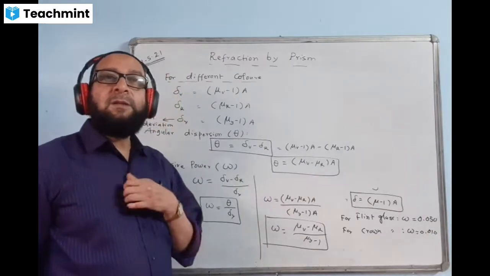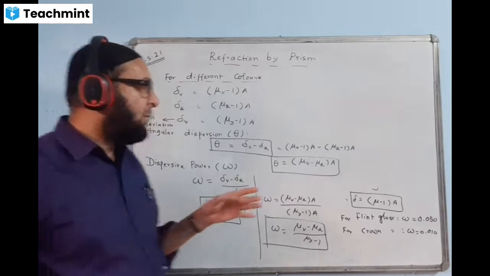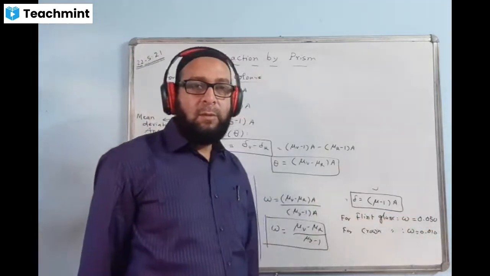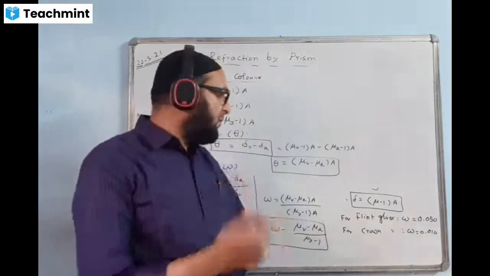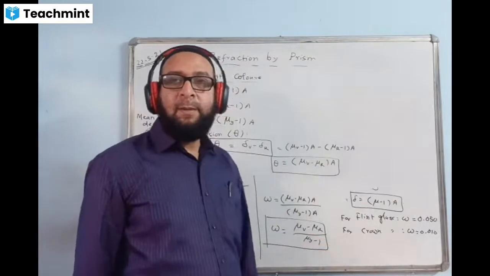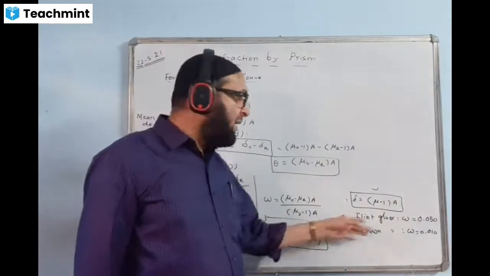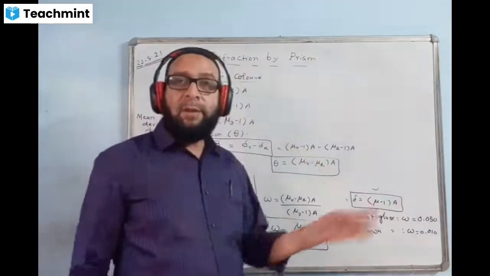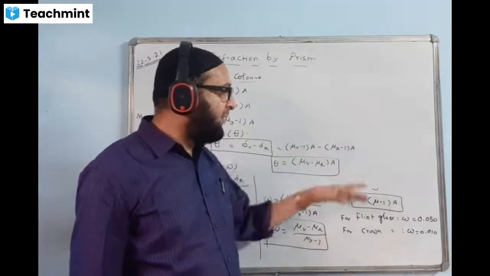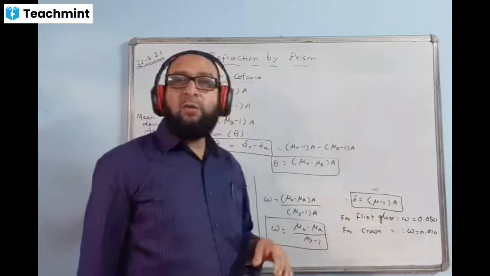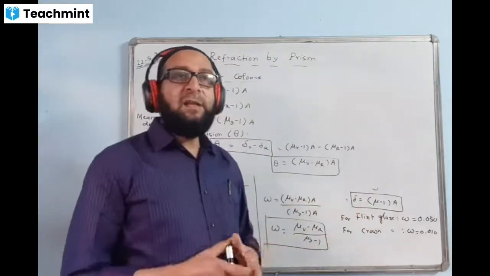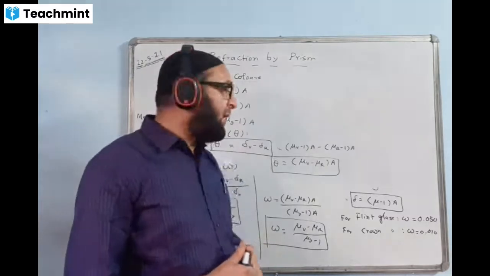I'll tell you one thing, you need not verify the values which I have written. The value may be wrong, but the idea here is that flint glass disperses more than crown glass. That means flint glass has more ability of dispersion. Omega value is higher because the material is different. Crown is also a kind of glass, but the material is different, and because of the difference in material, they have different values.